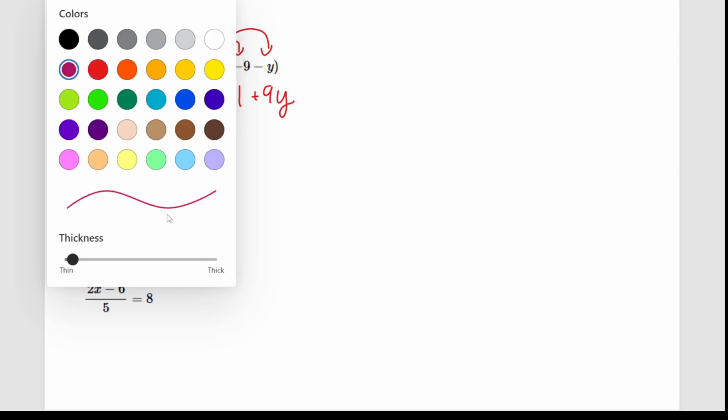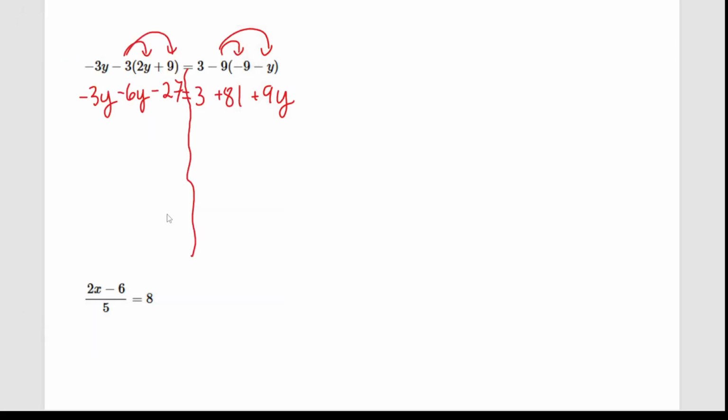Now I want to identify like terms within each side of the equal sign. So in particular, I see -3y minus 6y. That's going to get us -9y. I'm going to drop down the 27. 3 plus 81, that's going to get me 84. And then I'm going to drop down the positive 9y. Now my goal is to move all variables to one side, all constants to the other.